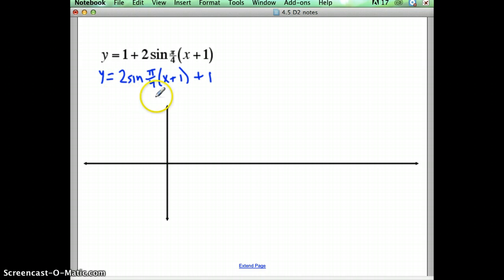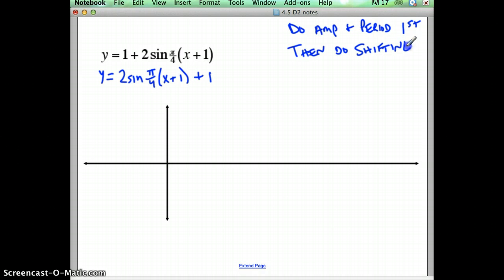Okay, so let's go through. Here's my suggestion. Do the amplitude and period first, then do your shifting. Because there's kind of a lot going on in this problem. So I would do the period and the amplitude first. So here's the amplitude. The amplitude's 2. So it's going to go up to 2 and down to negative 2.